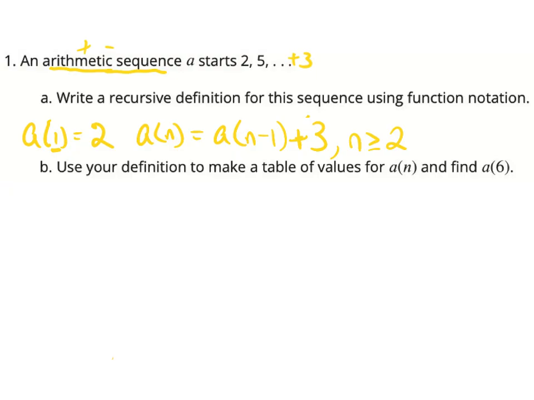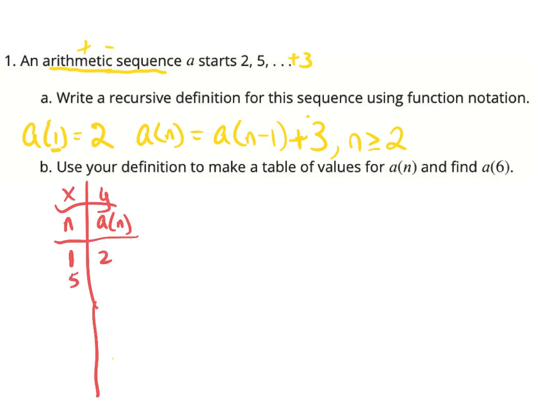Okay, use your definition to make a table of values. So if n is our inputs, and we make an XY table vertically, n is the same as x, and a of n is the same as y, our inputs and outputs. All right, so we started at 1, was 2, 5. The third number, the fourth number, the fifth number, the sixth number. So if I just keep adding 3, plus 3 is 8, plus 3 is 11, plus 3 is 14, plus 3 is 17. So a of 6 equals 17.